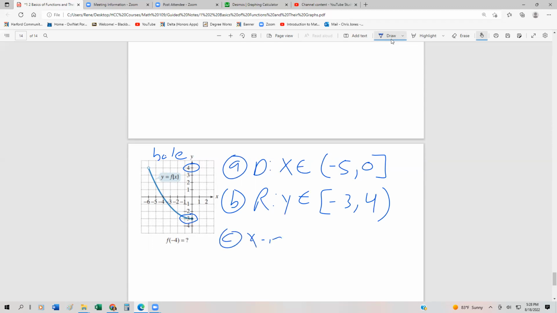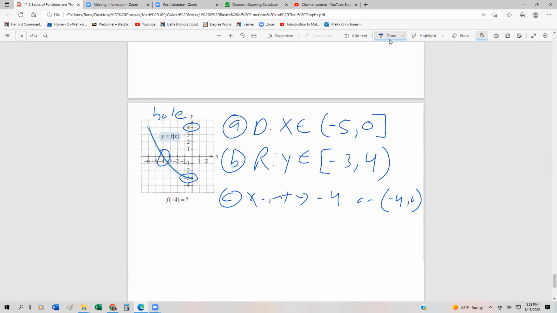X-intercept, that's where it's going to cross the x-axis, which is right here at -4. So two ways we can write that. We can say the x-intercept is -4, or we can say the point (-4, 0). And once again, you might have heard me say this, but when the x-intercept is being considered, the y value is always 0.